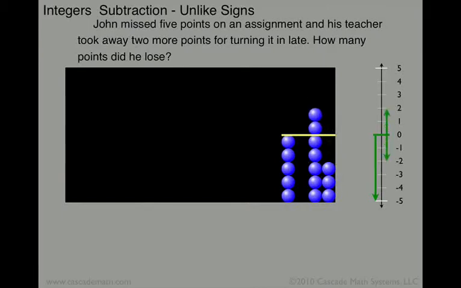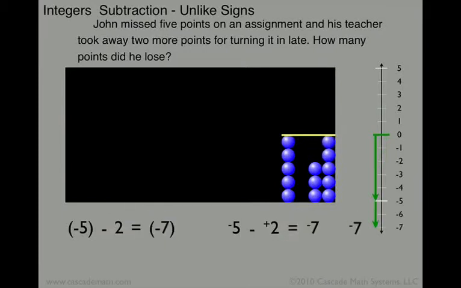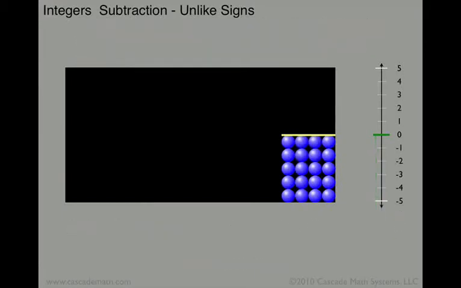I now had 2 positives to take away. Negative 5 minus positive 2 equals negative 7. John lost 7 points. Let's work one more problem. This time I'll give you the problem and you'll work it by yourself.